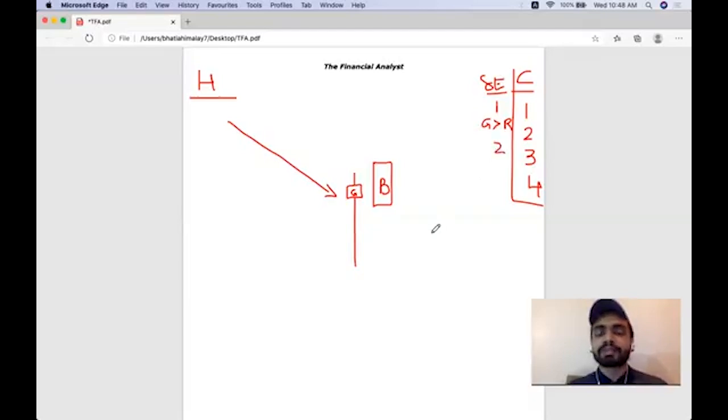The second signal enhancement over here is that the longer the lower shadow, the much better. So at least twice is the base criteria. Anything above that is even better. All right, so from here, what we can expect is a reversal in the market.